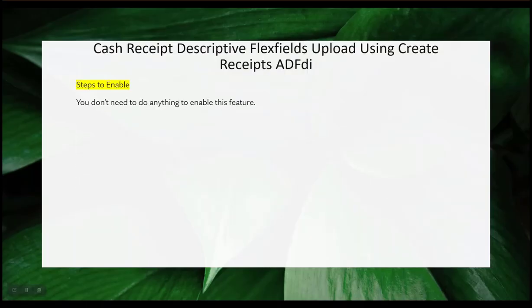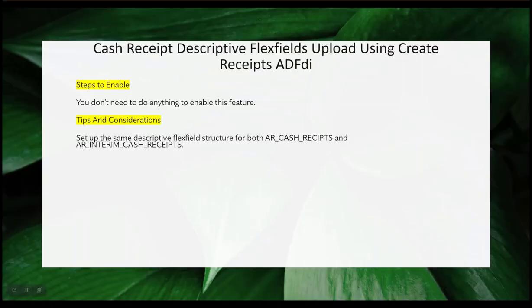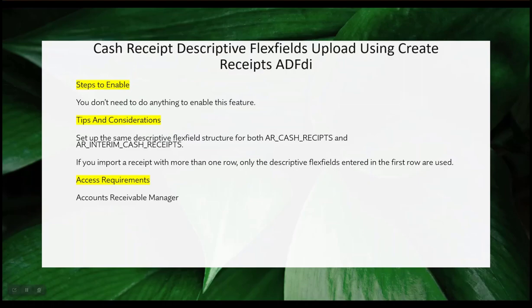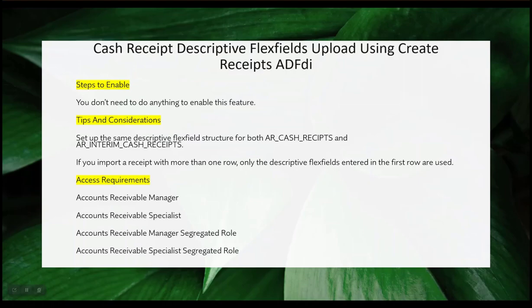What are the steps to enable? You don't need to do anything to enable these features. Tips and considerations: set up the same descriptive flexfield structure for both AR cash receipts and AR interim cash receipts. If you import a receipt with more than one row, only the DFF values entered in the first row are used. Access requirement: account receivable manager, account receivable specialist, receivable manager segregated role, account receivables specialist segregated role. Again, you have to ensure that the application version is 25A.